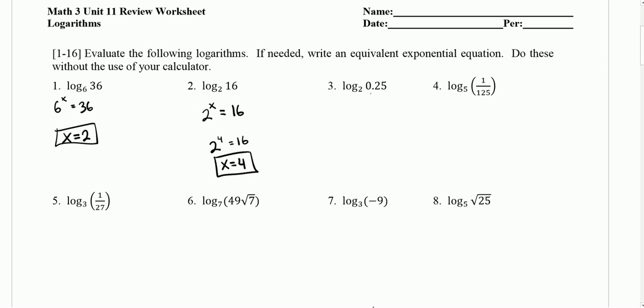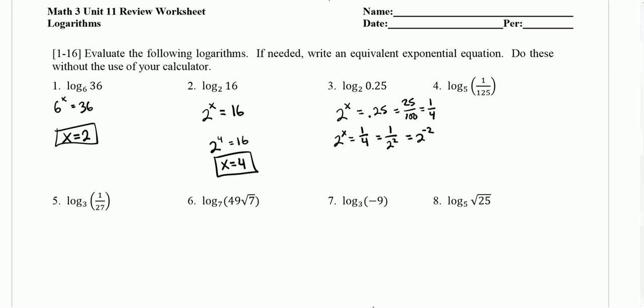Number 3, we get log base 2 of x equals 0.25. This is asking 2 to what power equals 0.25. If it's helpful to change this to a fraction, the 0.25 is 25 over 100, because the way we read that is 25 hundredths, and that reduces to 1/4. So now we're at 2 to what power is 1/4. Well, 4 is 2 to the second power, and 1 over 2 to the second power is 2 to the negative second power.